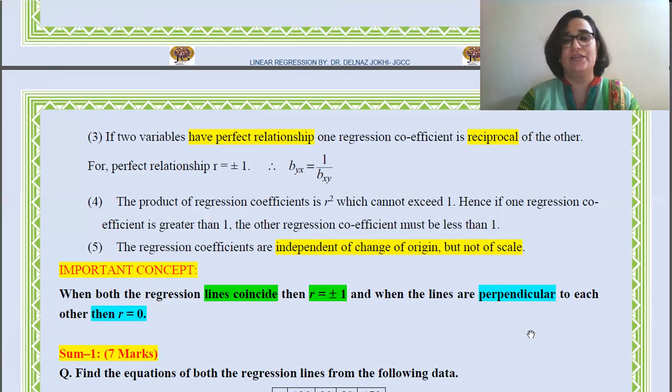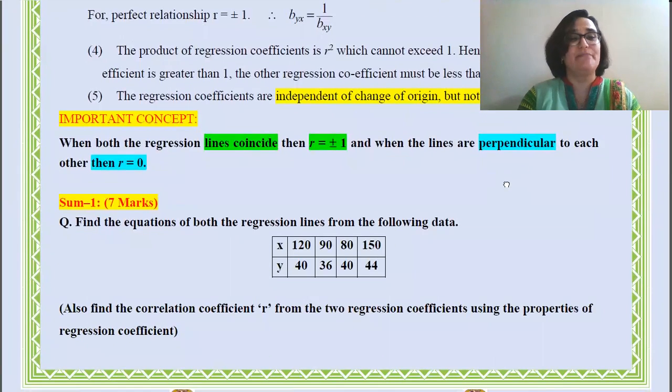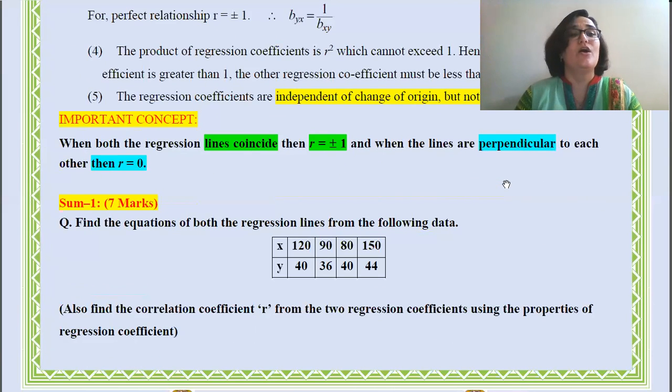All right. Now, in the short questions and short theory section, a very important note you must remember, as you see on your screen. So what is the important concept before I go to the first sum? When both the regression lines coincide. Suppose ये आपकी एक regression line है, ये आपकी दूसरी regression line, it is coinciding, okay, coincide. Then r is plus or minus 1 होता है. That means when two regression lines coincide with each other, then they have perfect relation. या तो +1 या तो -1.